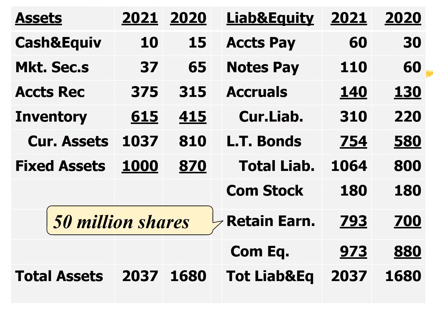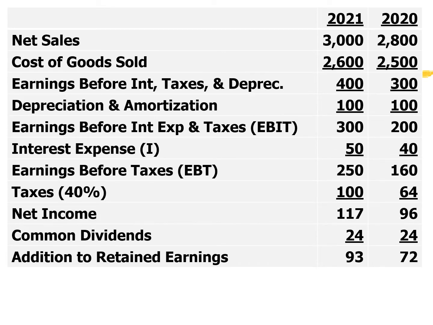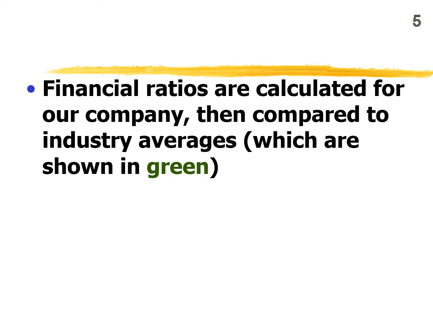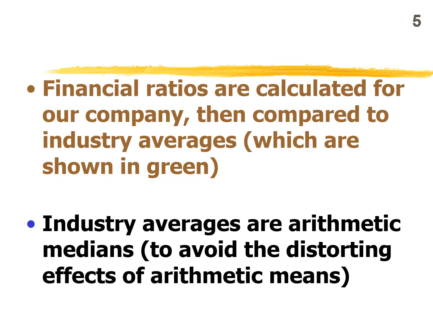These are the balance sheets for our company for the last 2 years. These are the income statements for our company for the last 2 years. We will calculate a series of financial ratios for our company, then compare them to the industry averages, which are shown in green. By the way, the industry averages are arithmetic medians rather than means. Most economic statistics are medians rather than means to avoid the distorting effects of outliers.